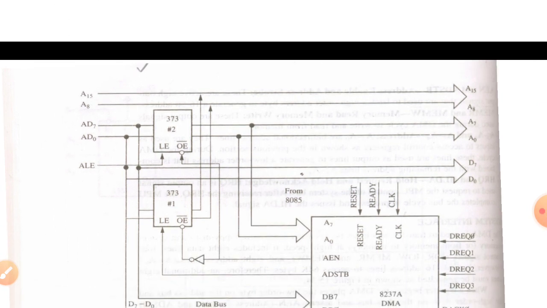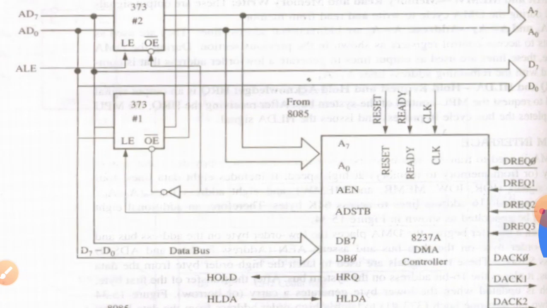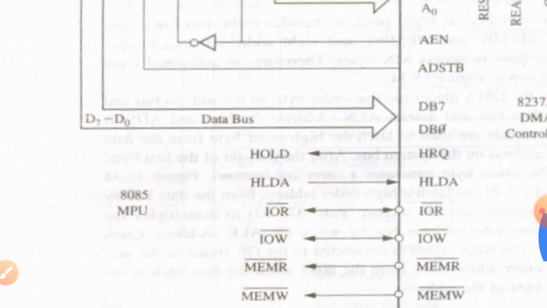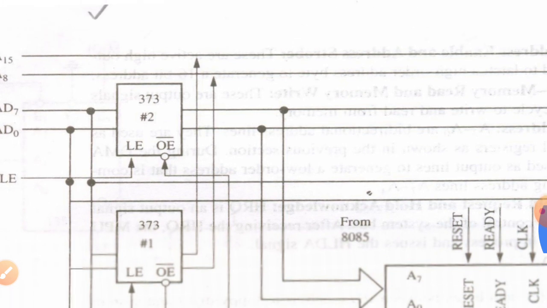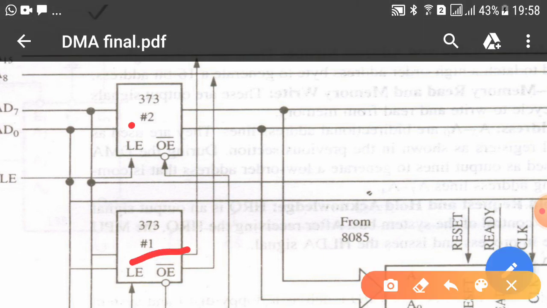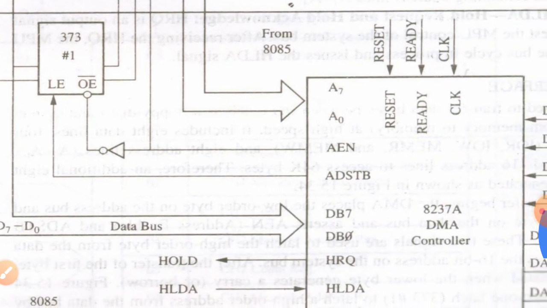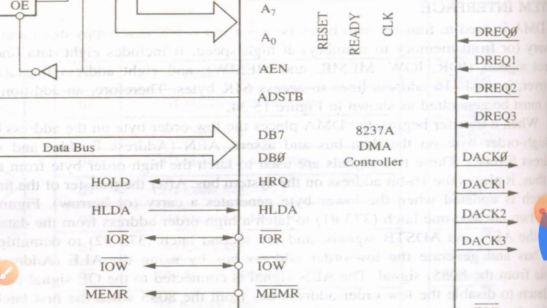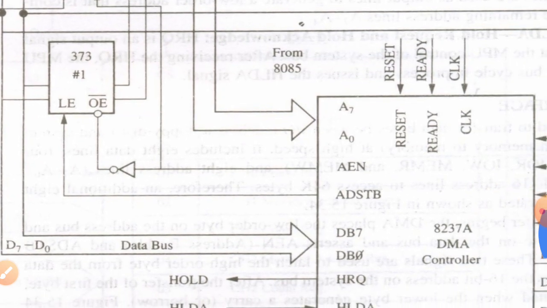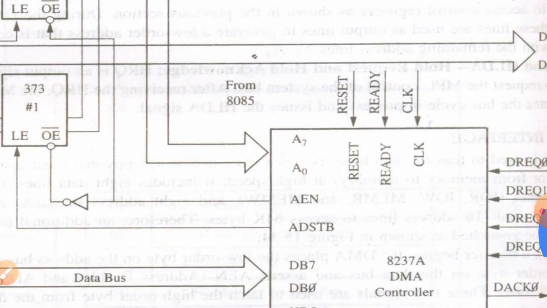Now, let us go to interfacing the DMA controller with 8085. The block diagram is given here. In this block diagram you will see there are two latches being used, 373: one is latch number 1 and another is latch number 2, to receive the addresses on the address bus as well as on the data bus. The rest of the 8237 configuration remains the same. The data bus is connected with the data bus of the 8237 and so on.